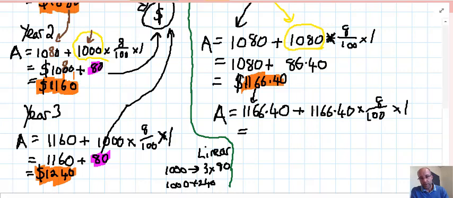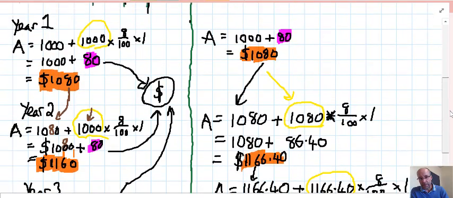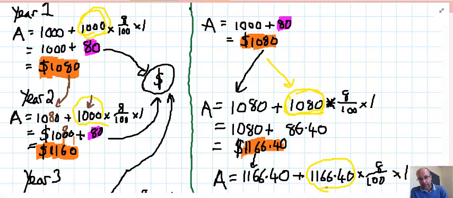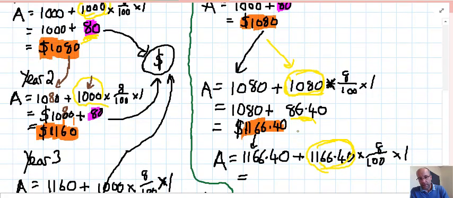And look at that. So we've got interest going up each year. All right, look at the yellow bit. As we go, the interest is going up. It was the same as on the left hand side. It was 1,000, then it became 1,080, and then it became 1,164. So the interest was 80, then 86.40, and now what's it going to be? Let's calculate that. The interest is going to be $93.31.